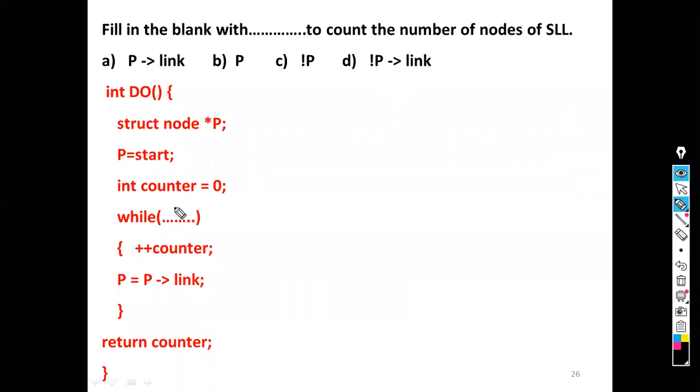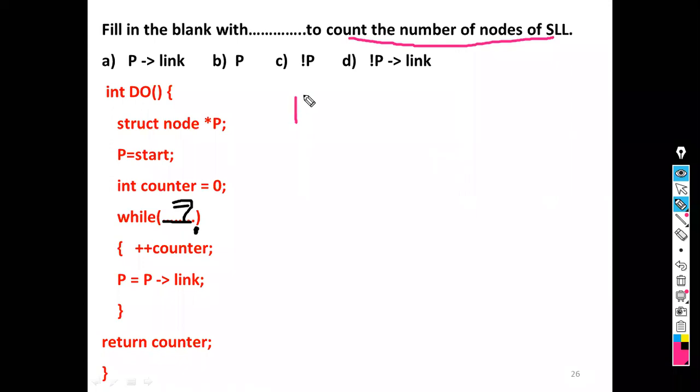That means now you have to find out this option. You have to fill in this blank by either P link or not P of link. What is the question? The question is to count the number of nodes of the single linked list.